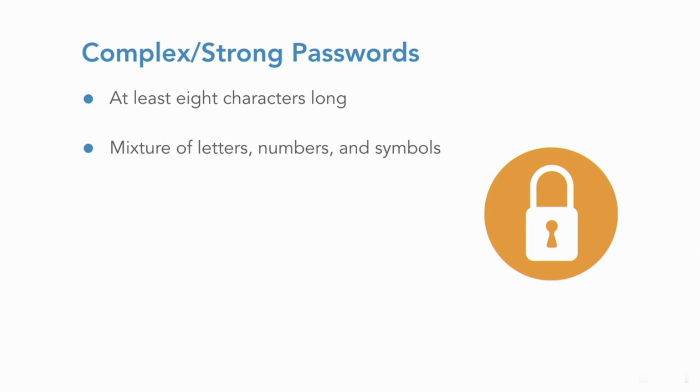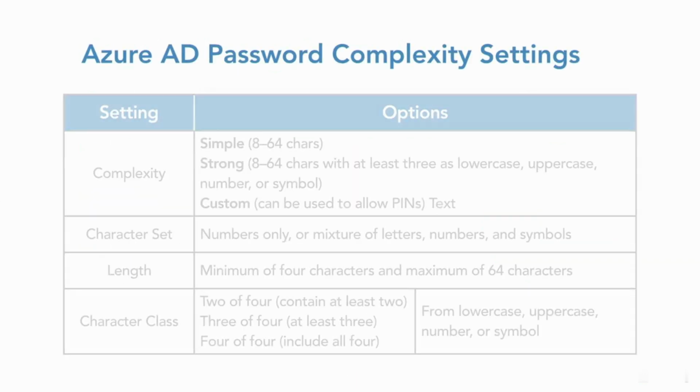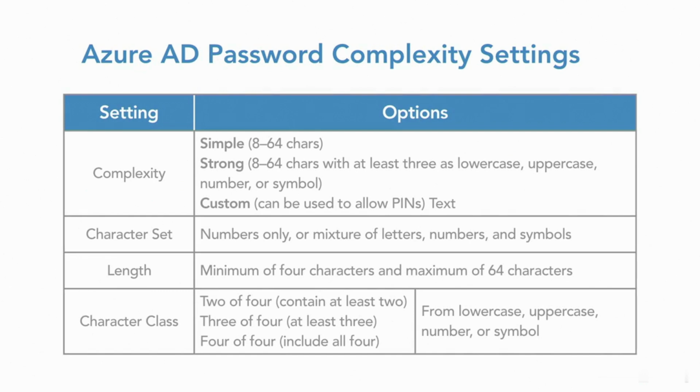They should also be changed on a regular basis, at least every year, and never written down or passed to another person, including the help desk. The table shown on screen highlights the password complexity settings that can be managed in Azure Active Directory. These include complexity, character set, password length, and character class, which controls the amount of different character types that must be used for a password.